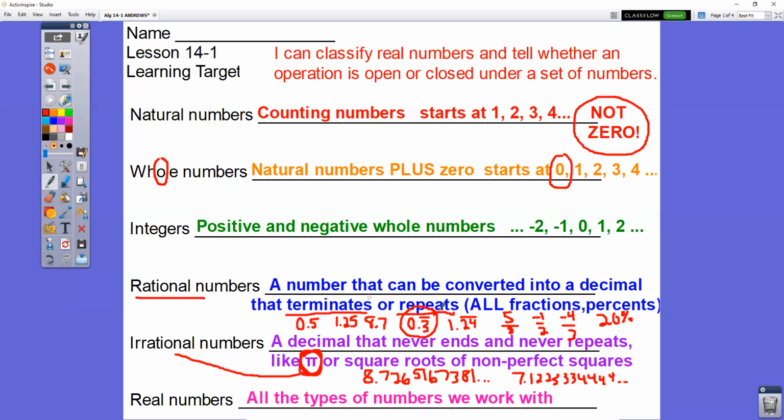Real numbers. Every number on this screen is a real number, all right? The opposite of real numbers are imaginary numbers. We talked a little bit about that. That's when you take the square root of a negative number. That's an imaginary number, but we don't deal with that in 9th grade algebra.